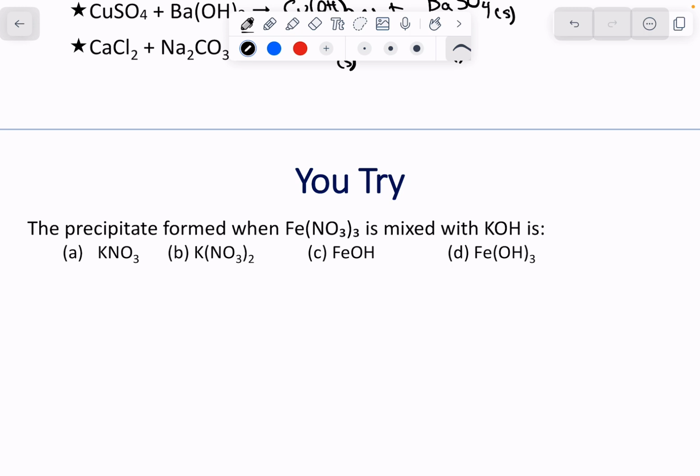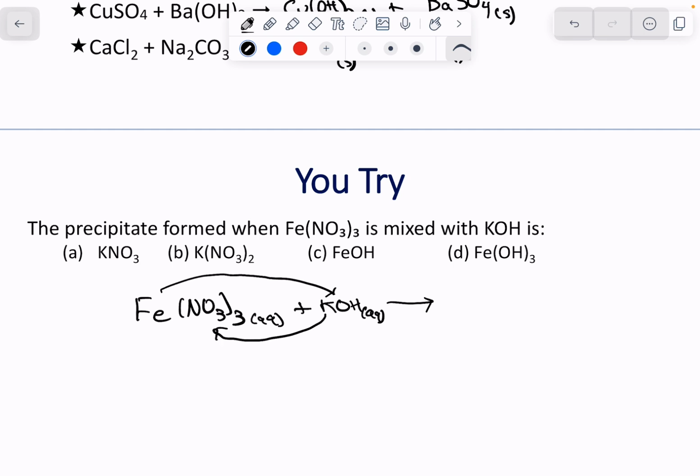Welcome back. I'm going to do the following here. I'm going to answer this. So the first thing I'm going to do is just write the reactants here. Aqueous plus KOH, aqueous. And then I'm going to do my double displacement. So the first thing I'm going to do is the iron's going to react with the OH, and the potassium is going to react with the nitrate.